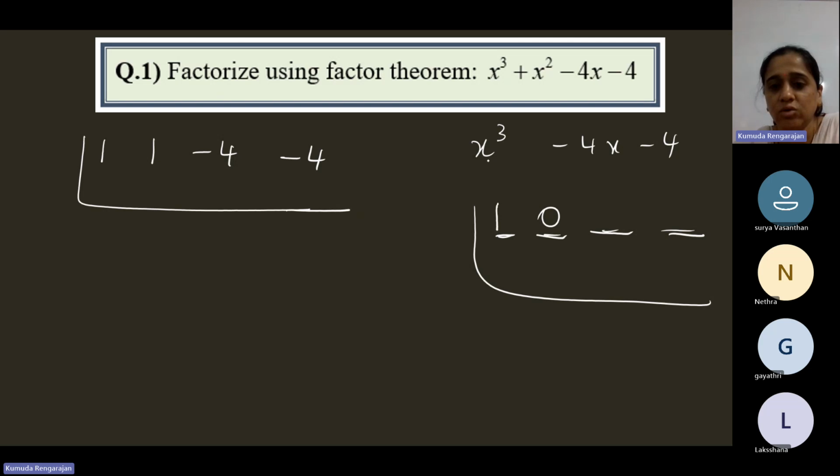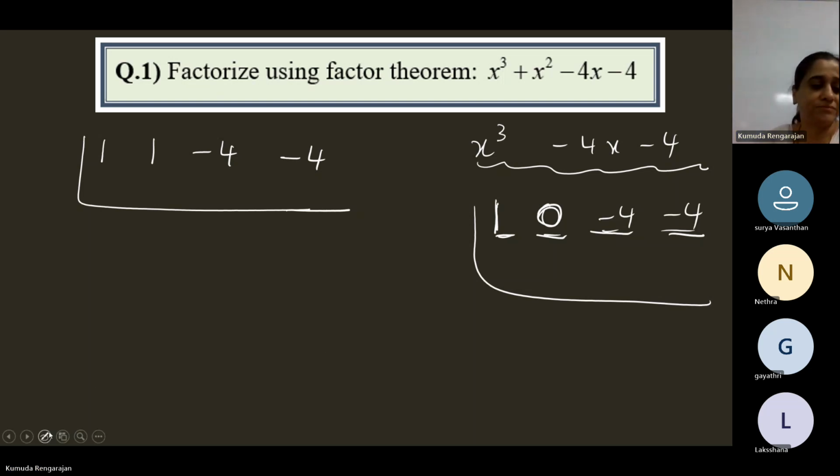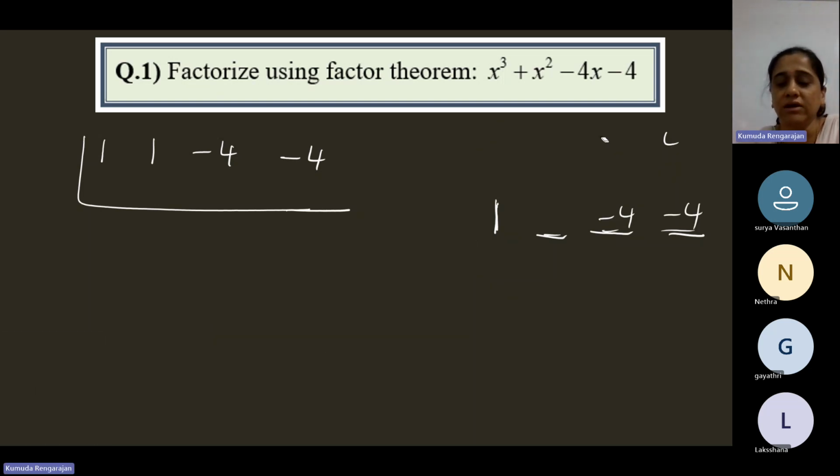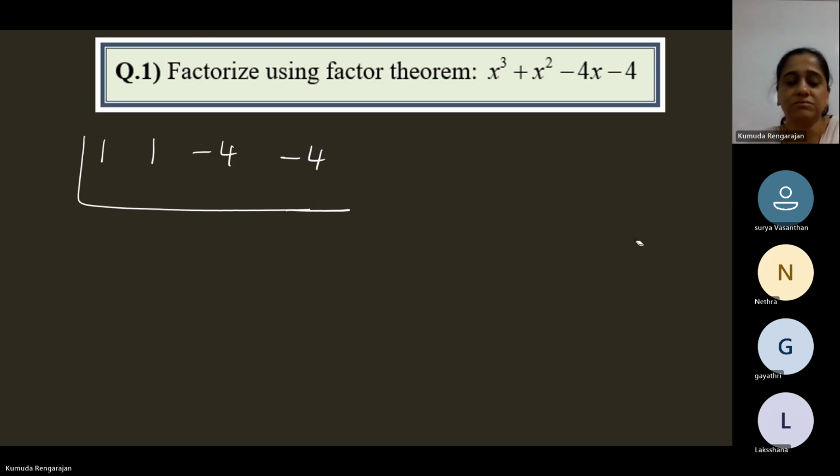So by this polynomial, 1 is the coefficient of x cubed. X squared term is not there, so 0x squared. So the coefficient is 0. X term, minus 4x, so it's minus 4, and the constant minus 4. Okay, now coming back to this question.